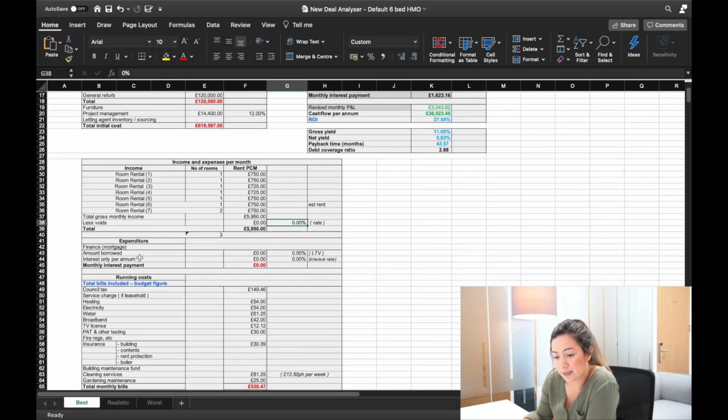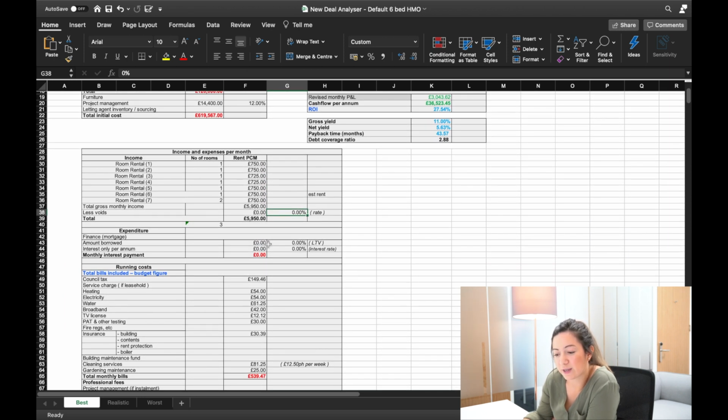And then any finance. If you have used a mortgage to buy, then you'd put that in here. So the amount you've borrowed, which would be the loan to value, and the interest rate, and then that would calculate your monthly interest payments here.